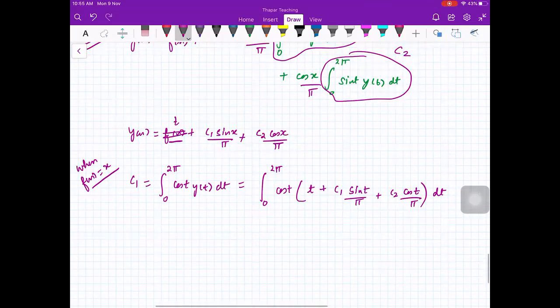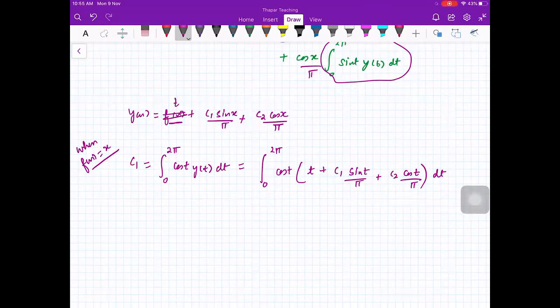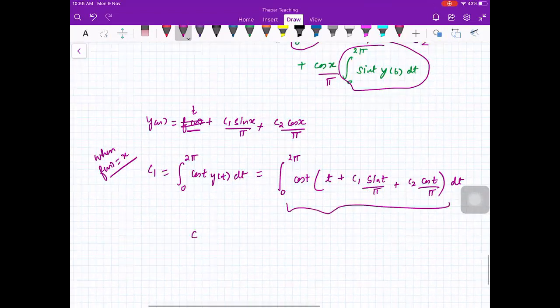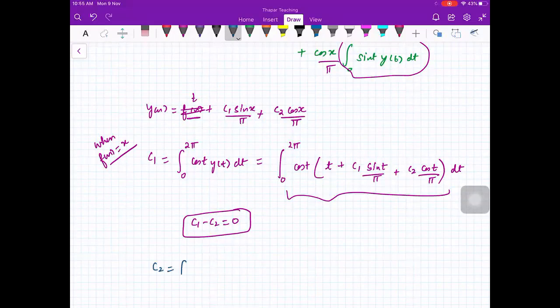You just solve this integration and you'll get C1 minus C2 equal to 0. This is your first equation. And when you put the values in C2, C2 is the integral from 0 to 2 pi of sin t y(t) dt. So just put the value of y(t): the integral from 0 to 2 pi of sin t times t plus C1 sin t upon pi plus C2 cos t upon pi, dt. Right?